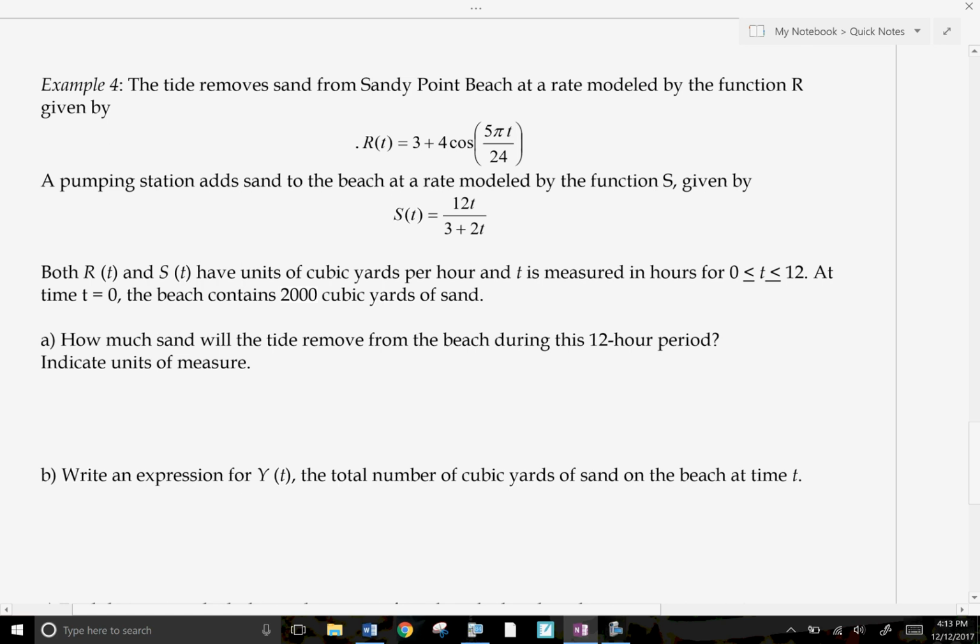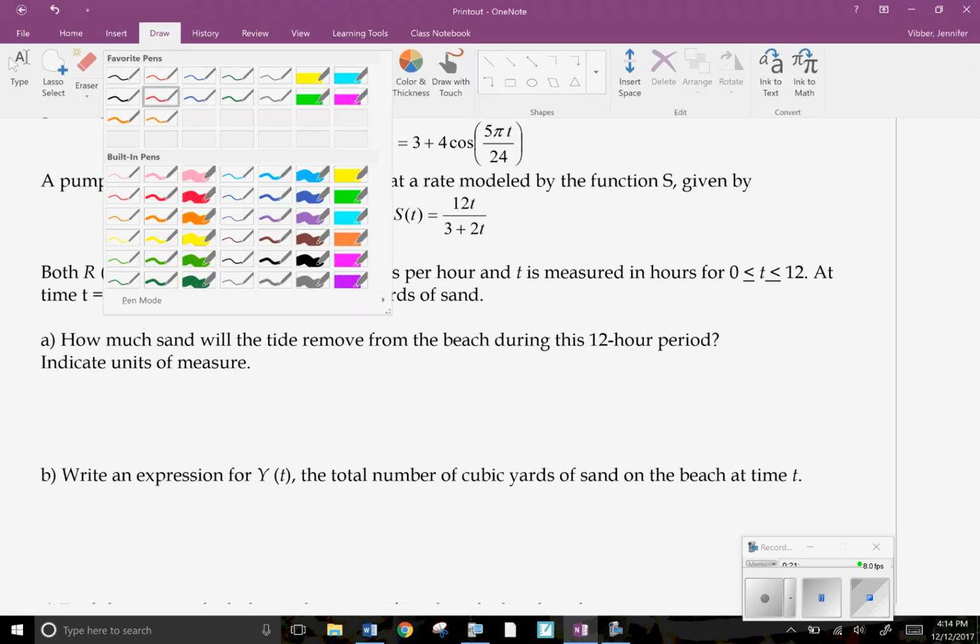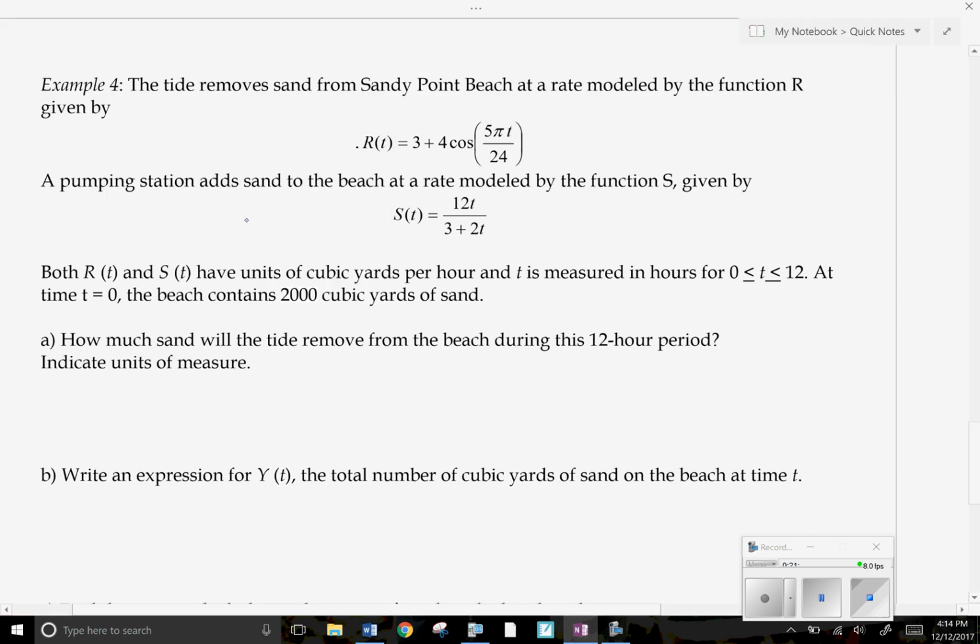A pumping station adds sand back to the beach at that rate. R and S have units of cubic yards per hour, and t is measured in hours from 0 to 12. At time t equals 0, the beach contains 2,000 cubic yards of sand. Okay. So, purple. How much sand will the tide remove from the beach during this 12-hour period?